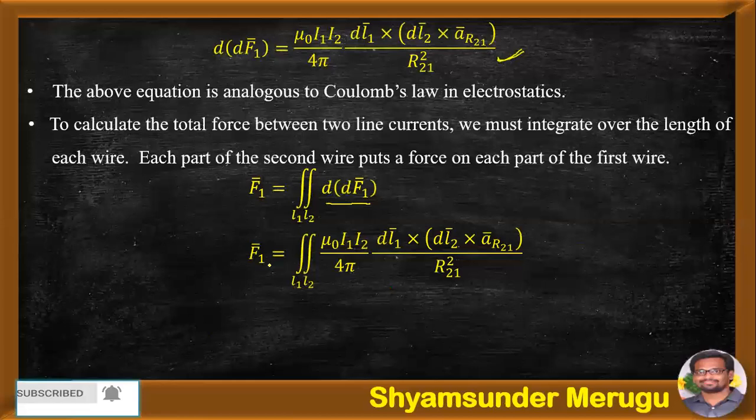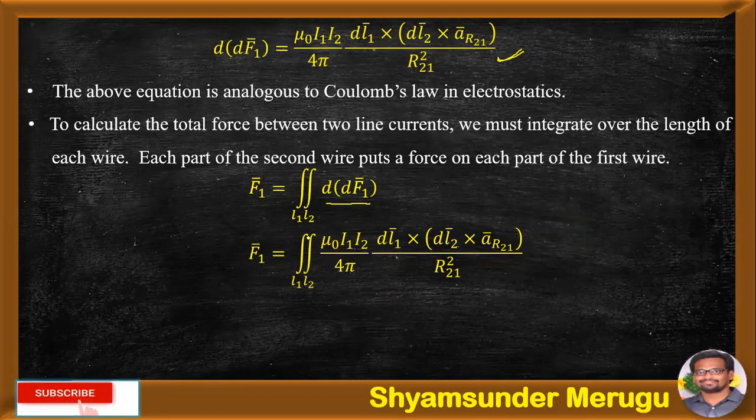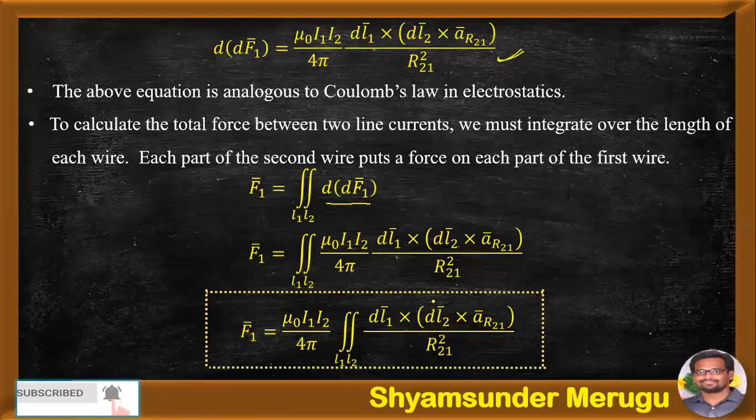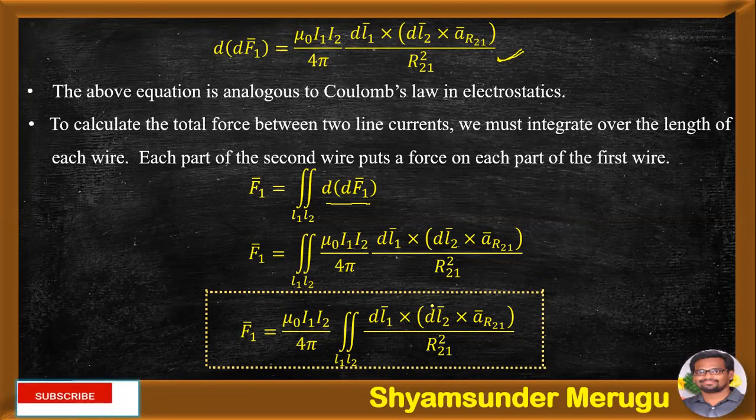Now the expression looks like F1 bar equals integral L1 integral L2 mu naught I1 I2 over 4 pi dL1 bar cross (dL2 bar cross a_R21 bar) over R21 square. Again, rearranging this particular expression, we get F1 bar equals mu naught I1 I2 over 4 pi integral L1 integral L2 dL1 bar cross (dL2 bar cross a_R21 bar) over R21 square. Now this is the force exerted on the current element I1 dL1 due to the field produced by I2 dL2.